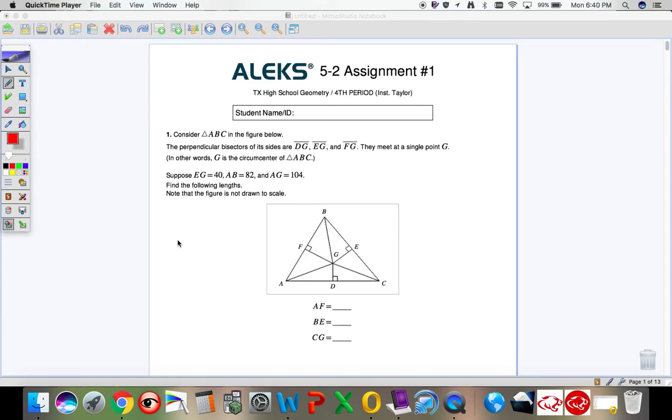On this first one, it says consider triangle ABC in the figure below. The perpendicular bisectors of its sides are DG, EG, and FG. So I'm going to stop right there.